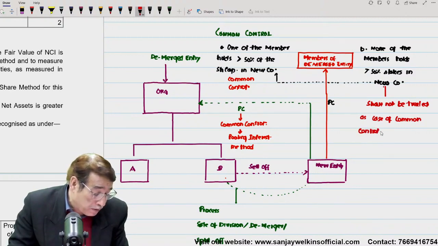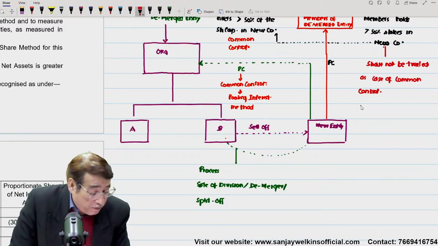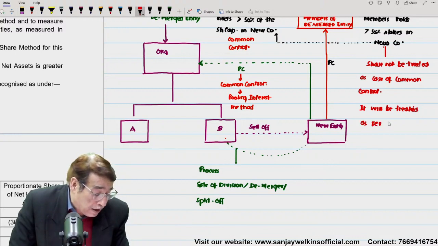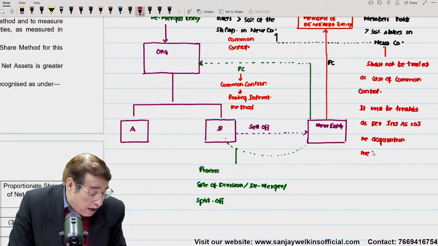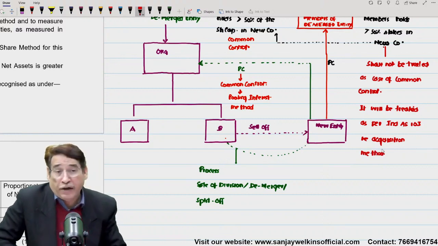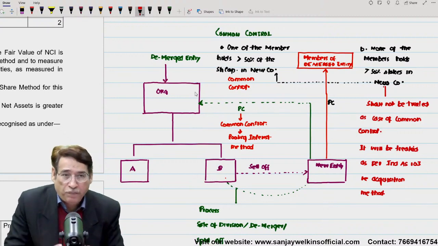Then, sir, what should we treat it as? Obviously, if you are not going to treat it as a case of common control, it means it will be treated as per Ind AS 103. That is the acquisition method. That means Ind AS 103 proper will apply, because in this case we are going to do the accounting as we normally do under Ind AS 103. This time it will not be treated as a case of common control, because in this case the new entity is not in the control of the demerged entity. Is it clear to you or not?